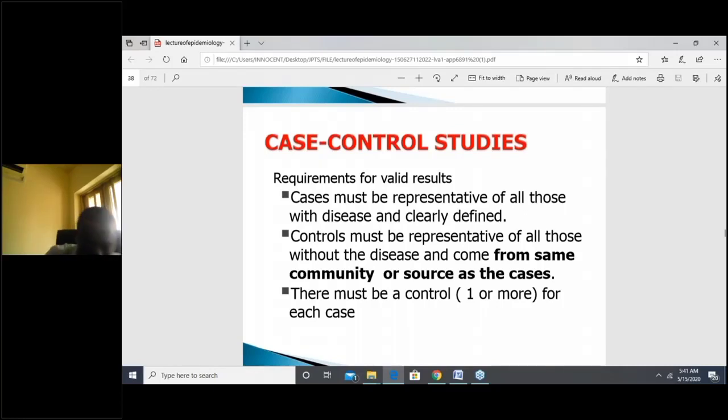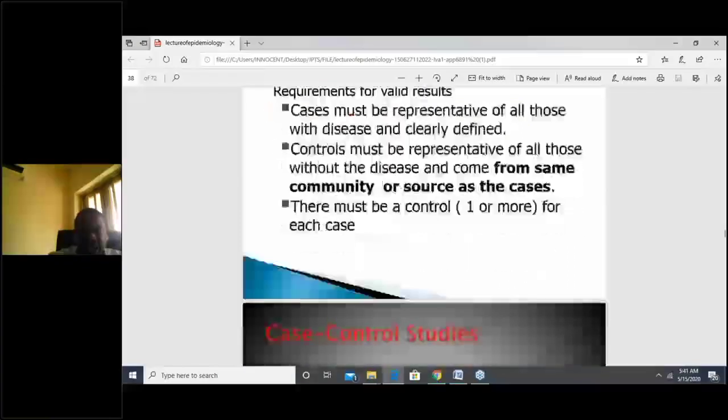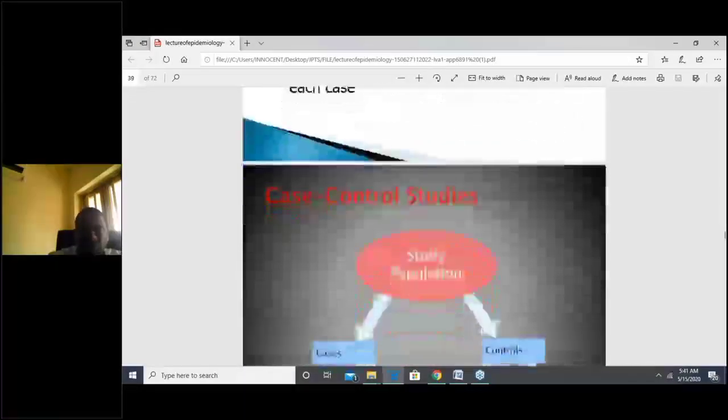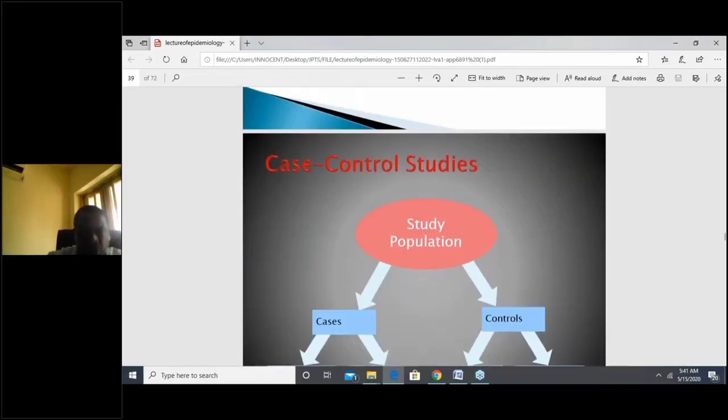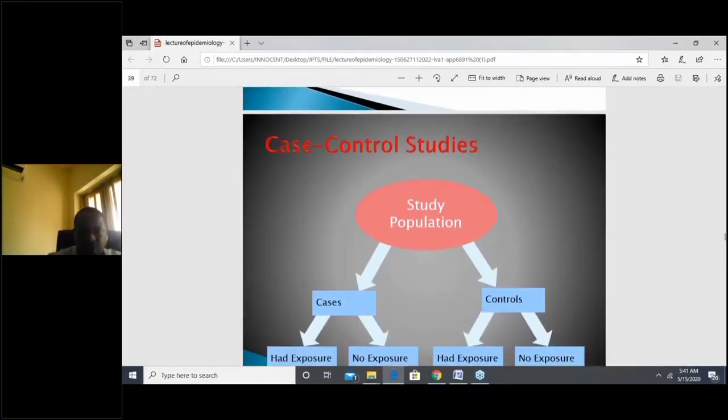Both the case you are studying and the control must be within the same source or community. There must be a control, one or more, for each case. So if you are doing a case evaluation, there must be a control. Any true case evaluation must have a control, okay? So let's just go further.